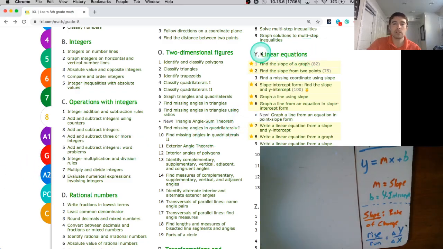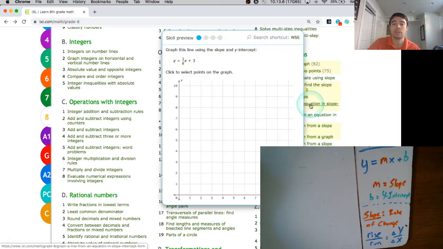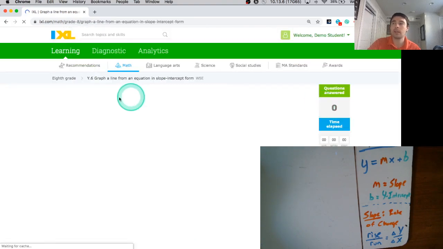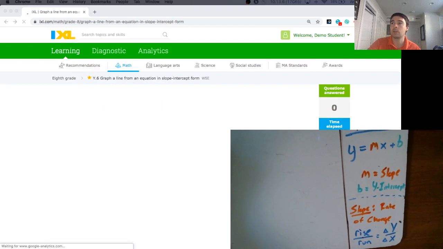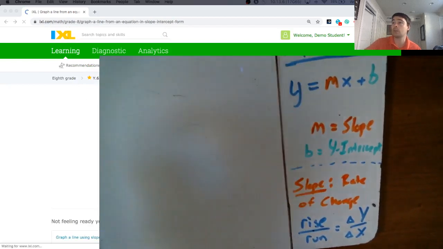We're focused on cluster Y right now, the linear equations cluster, and this video is going to focus specifically on Y.6, the assignment that's called graph a line from an equation in slope-intercept form. So as this assignment loads up, if we're going to be making a graph and the equation is in slope-intercept form, we need to understand slope-intercept form.